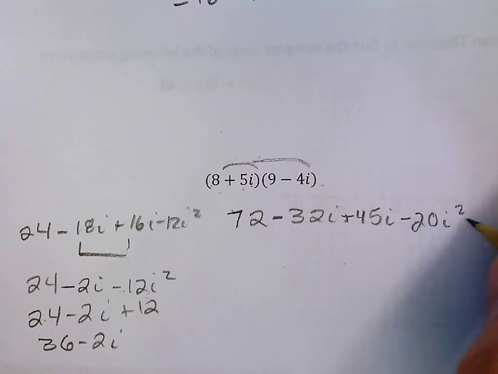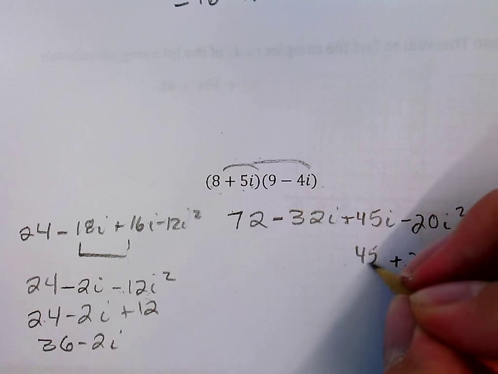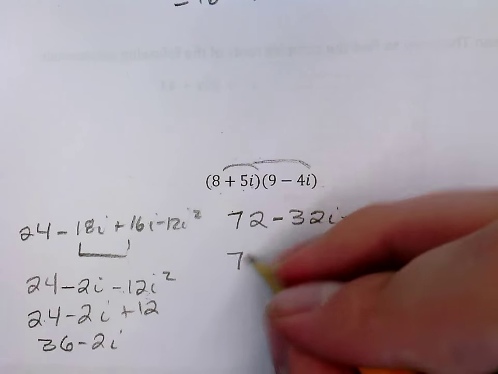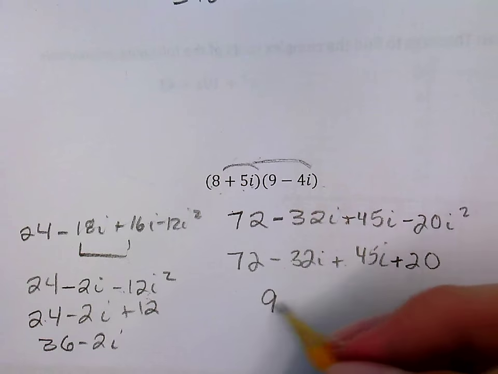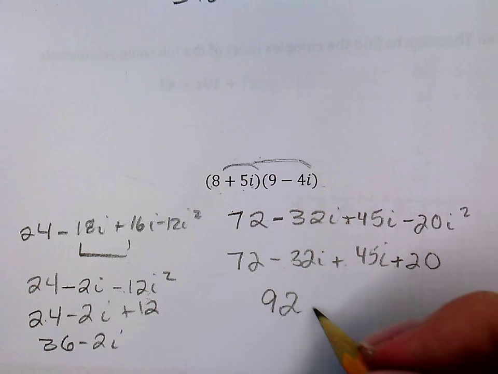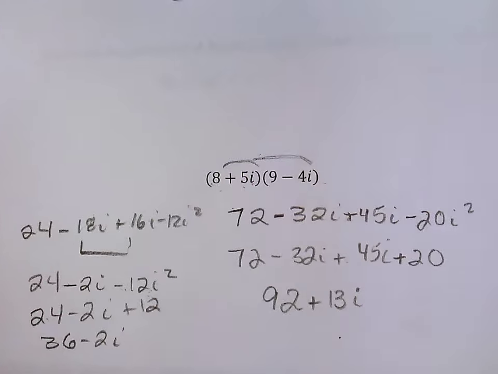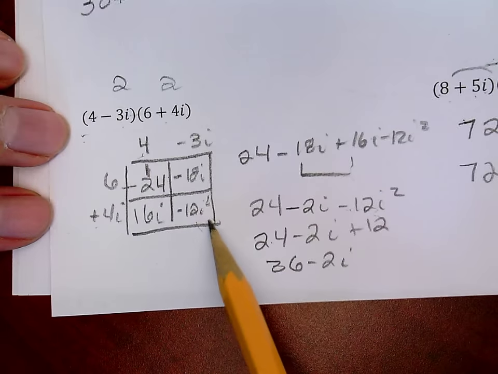Okay, so remember this is just going to flip the sign, so it becomes positive 20. This is 45i, it's 32i, 72 plus 20. So these two are like terms, which becomes 92. These two are like terms, which becomes 13i. That's what your final answer would be. So you can either do it my way, this way, or you can do it the box method. Both will work, and both will come out with the same answer.